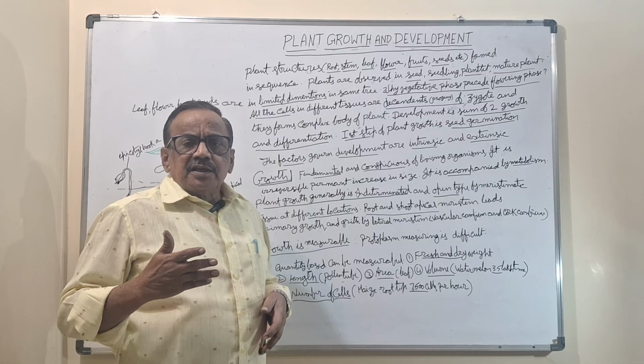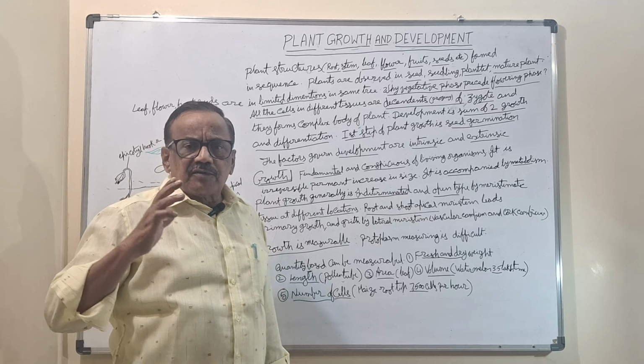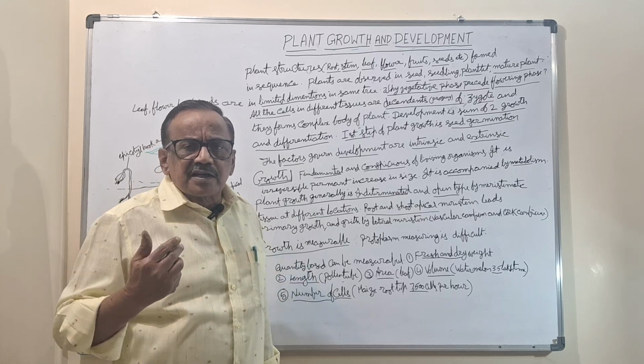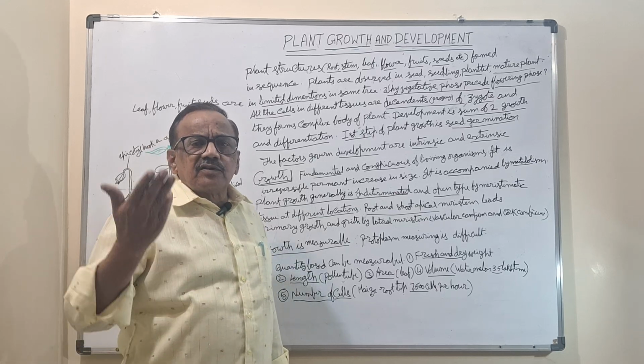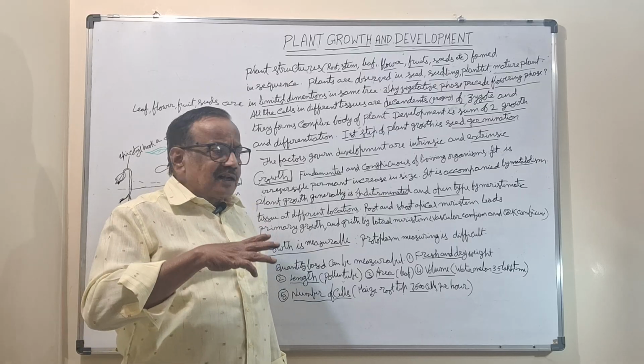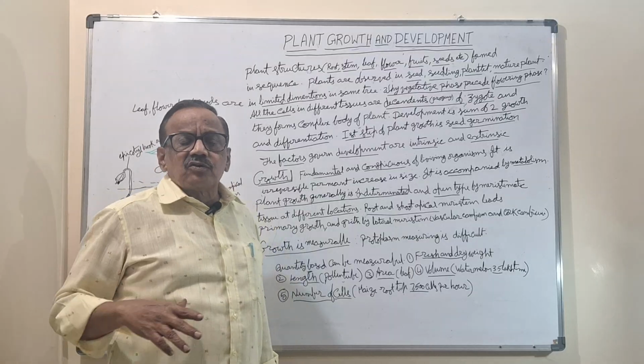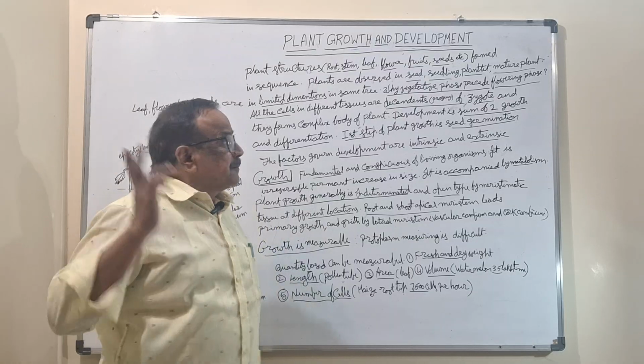The plumule forms the stem and leaves, and after some time it produces flowers, followed by fruit formation. Fruits then give the seeds inside them. So all these come one after another, and we call this sequential.